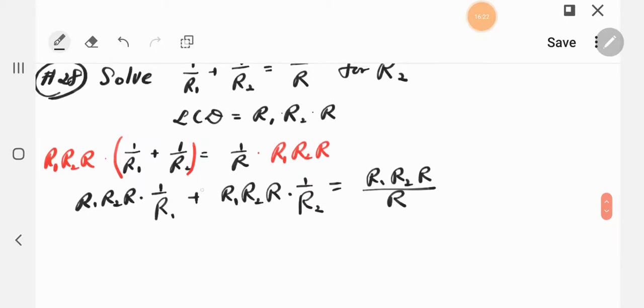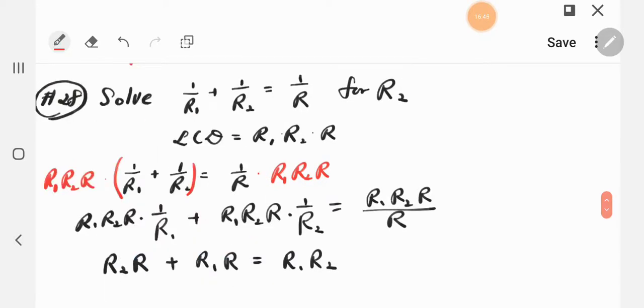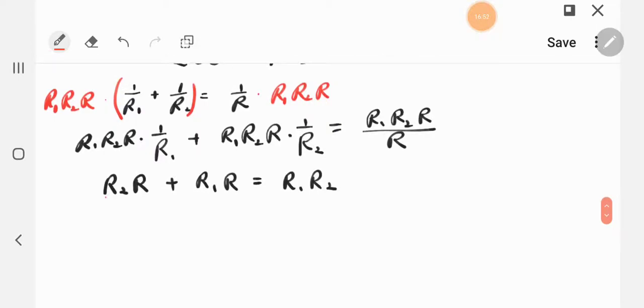So from this, we can get rid of R1. So what we have is R2, R. And for the second term, I'll cancel out R2. So we have R1, R. And on the right side of the equation, we can cancel out R. So R1 and R2. Now look at this. We want to solve for R2, right? So why don't we collect all the R2 terms?